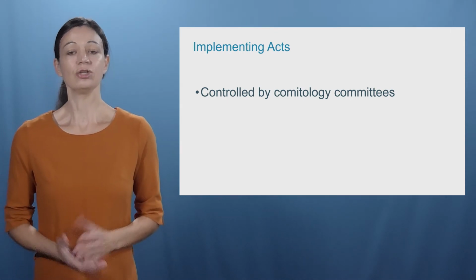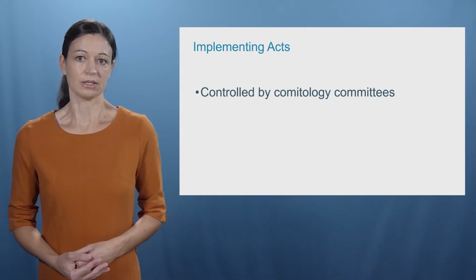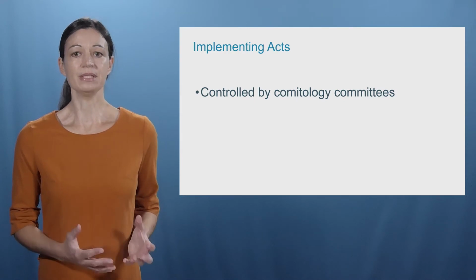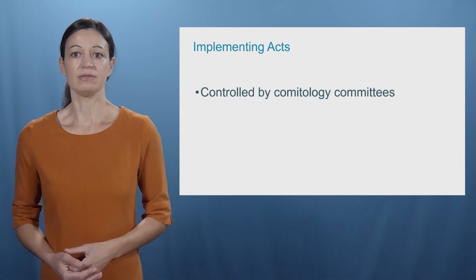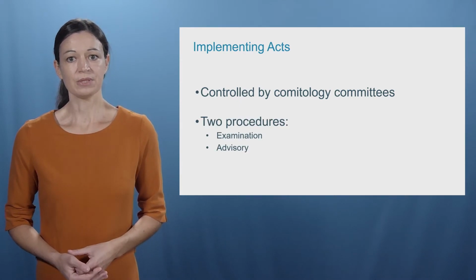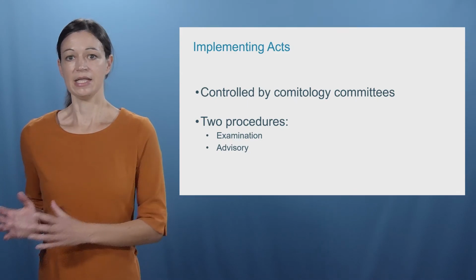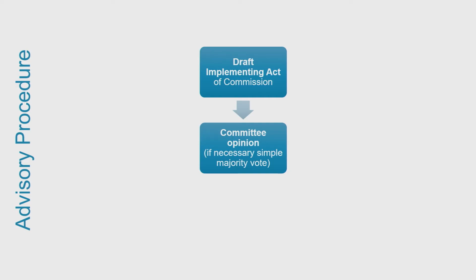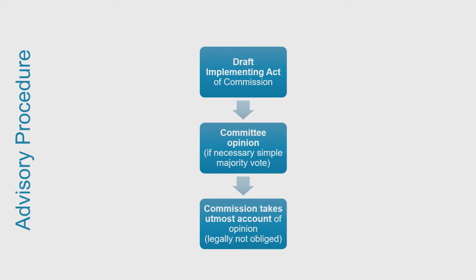Implementing acts are still controlled by the customary comitology committees. These committees consist of Member State representatives, such as experts and civil servants from the relevant government departments. There are two different procedures, namely the advisory and the examination procedure. The advisory procedure is the simplest of the two. In this procedure, the relevant committee provides an opinion on the Commission's draft implementing act with a simple majority. The Commission must take this opinion into account, but is not legally obliged to actually follow this opinion and to amend the proposal.